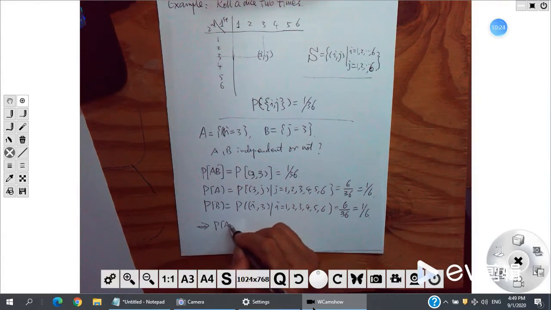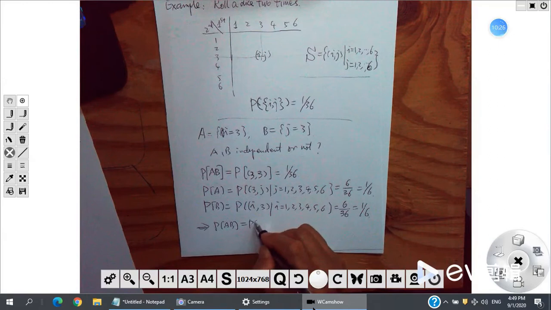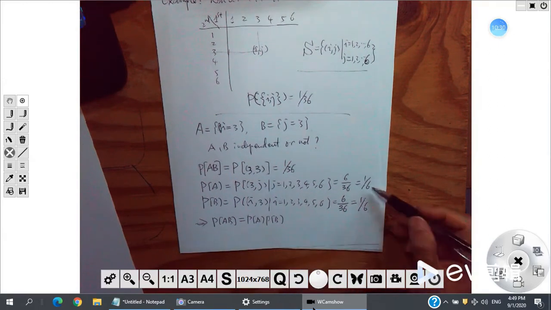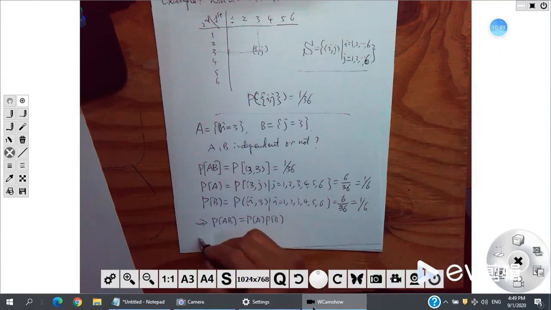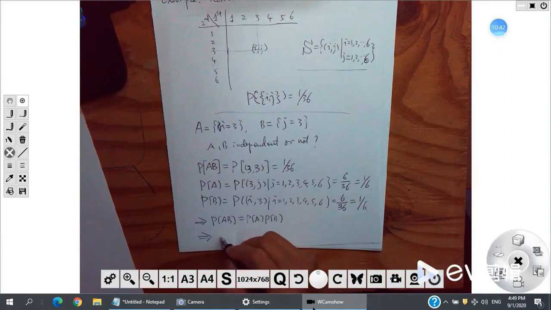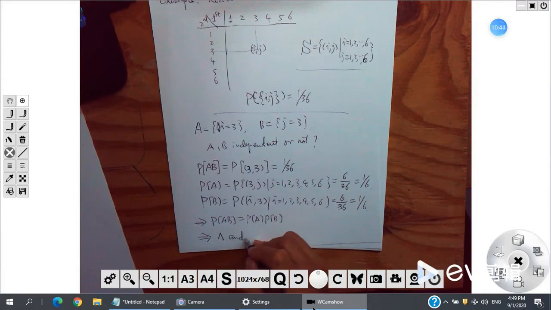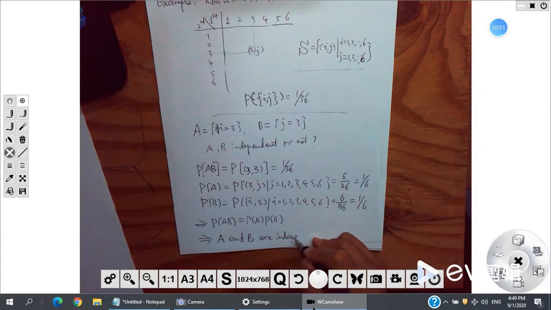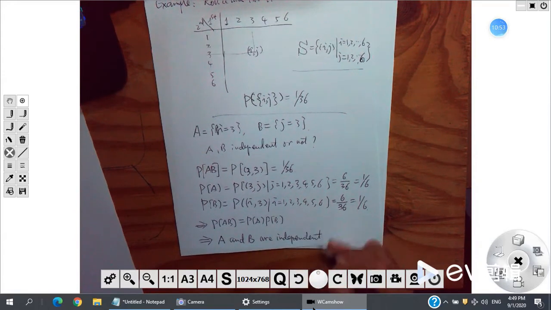PAB equals PA times PB, right? 1 over 6 times 1 over 6. You times them together, you have 1 over 36. So you have this one. All right, now you can claim A and B, they are independent. Right, they are independent, because of this one.